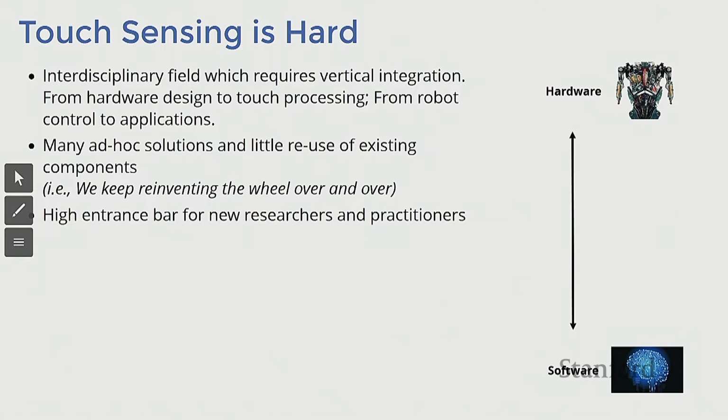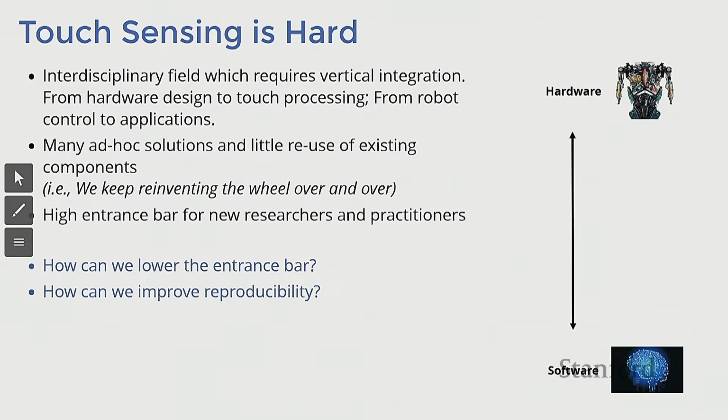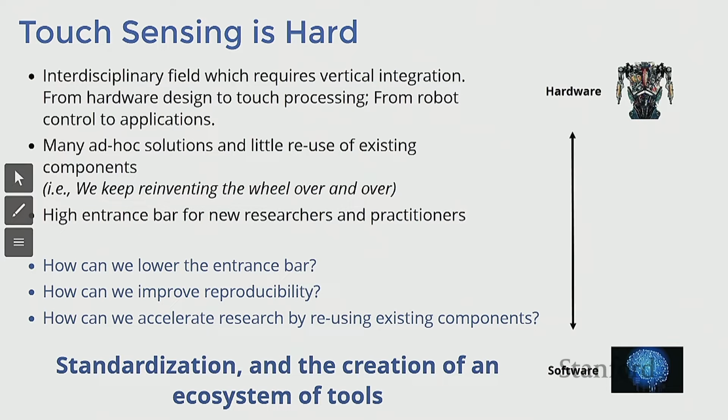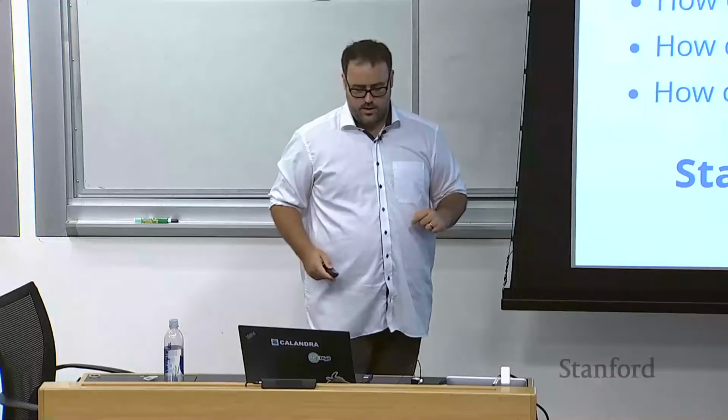So one of the fundamental questions that I'm going to try to answer with this talk today is, how can we lower this entrance bar? How can we improve reproducibility in the field and ultimately accelerate research by reusing existing components that different labs can build, innovate, and create? And all of this will point to the fact that as a community of touch sensing, we need standardization, and I will very strongly argue for the need of creating an ecosystem of tools that can be openly used and accessed and built upon by the whole research community.